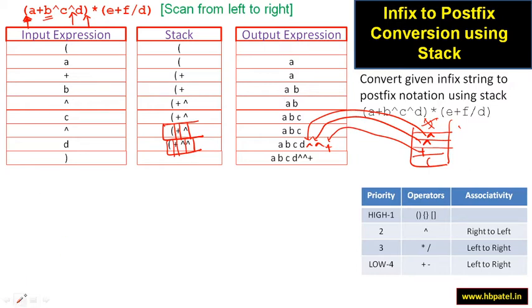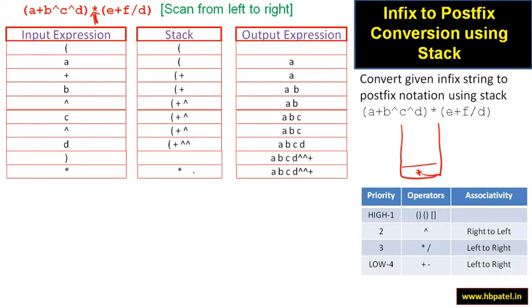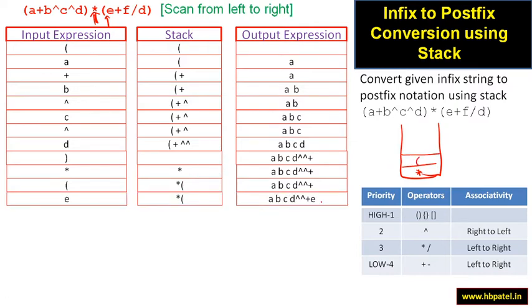So let me just remove everything. Now let us start with this expression, because now we are over here at multiplication. Let me draw something over here. Now it is multiplication, so we are going to add multiplication on the stack. We are not going to do anything on the output. Now after multiplication we have an opening bracket, so I push it on the stack. Now we have e, so that e we put on the output.